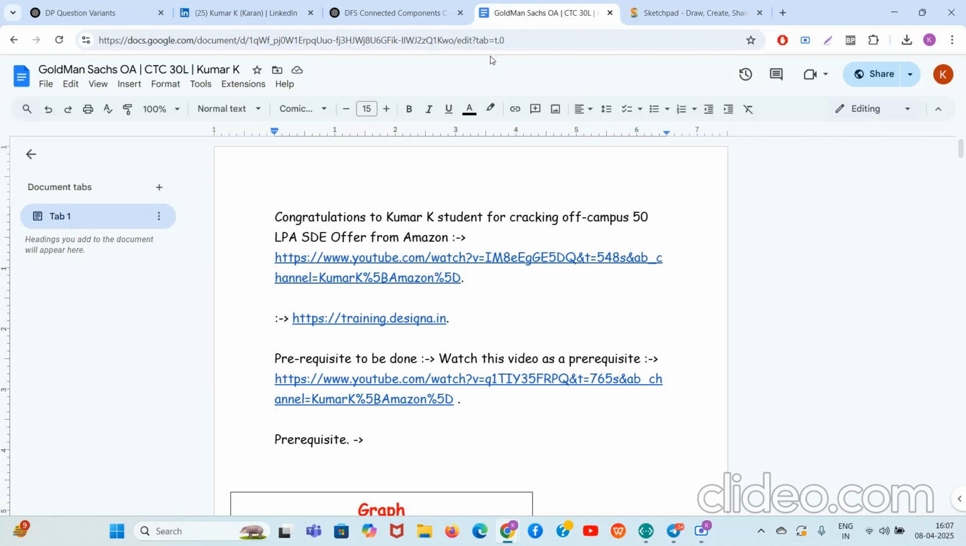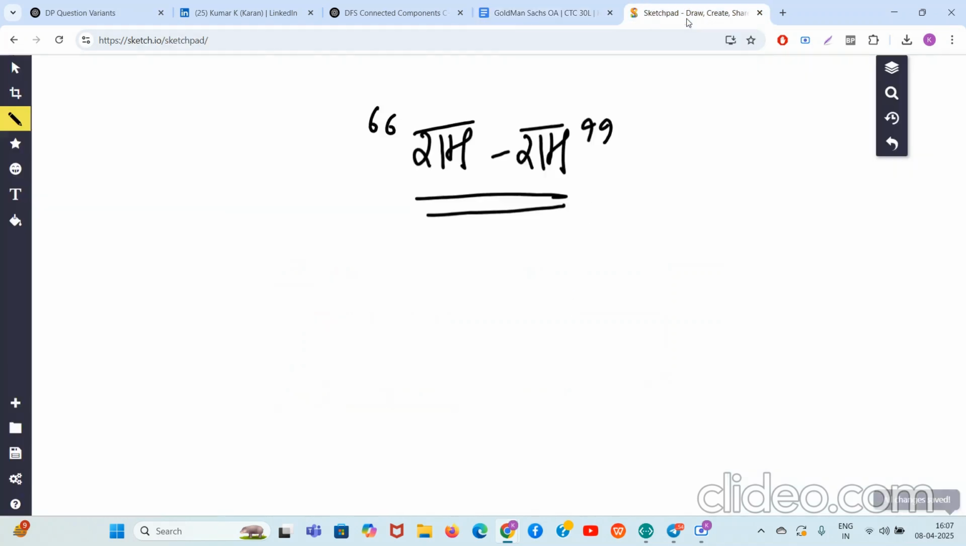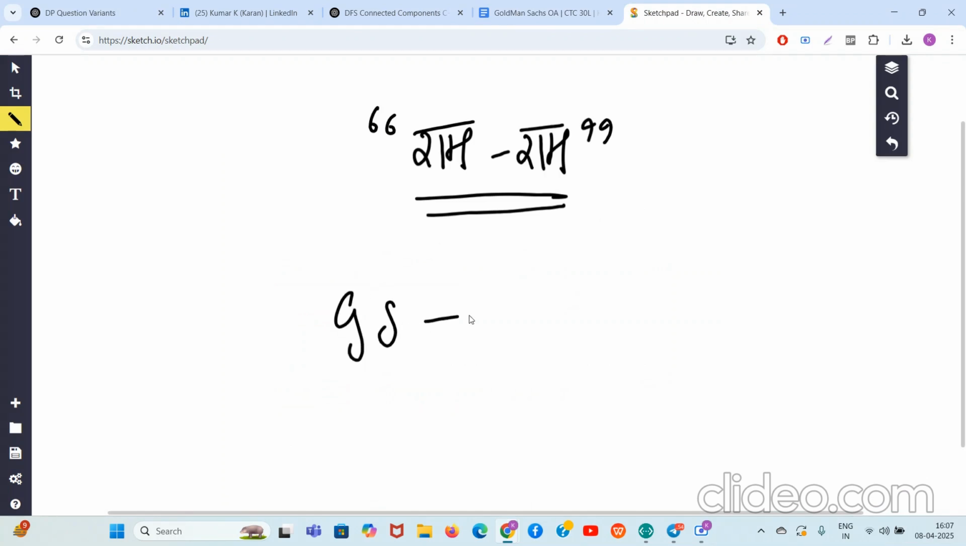Many students are giving the Goldman Sachs online assessment. The CTC is 30 lakh. Many third year students, fourth year students, and working professionals are regularly giving the Goldman Sachs online assessment, and they ask really hard DSA questions in it. So please know that if you want to crack the Goldman Sachs online assessment or any other top tech company online assessment, you need to have two skills.